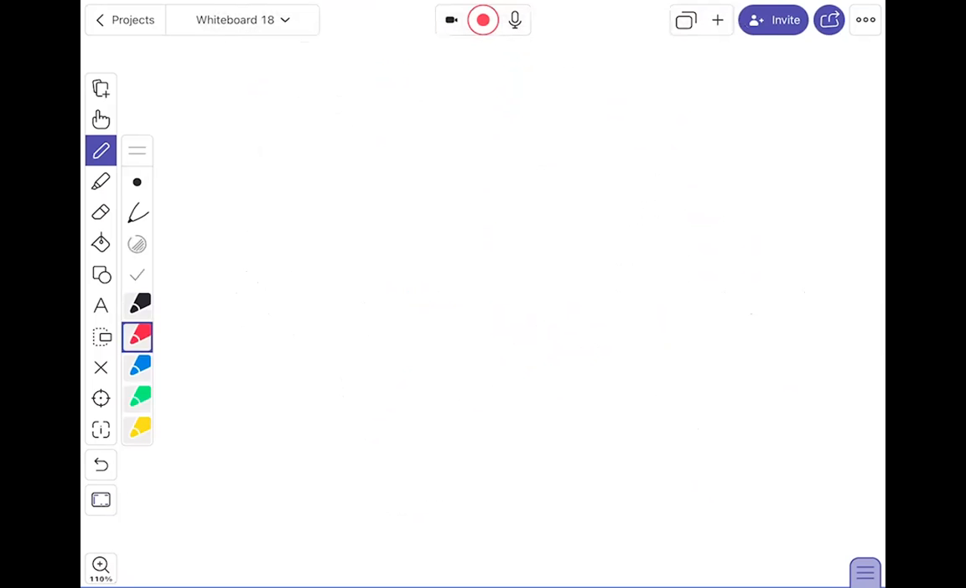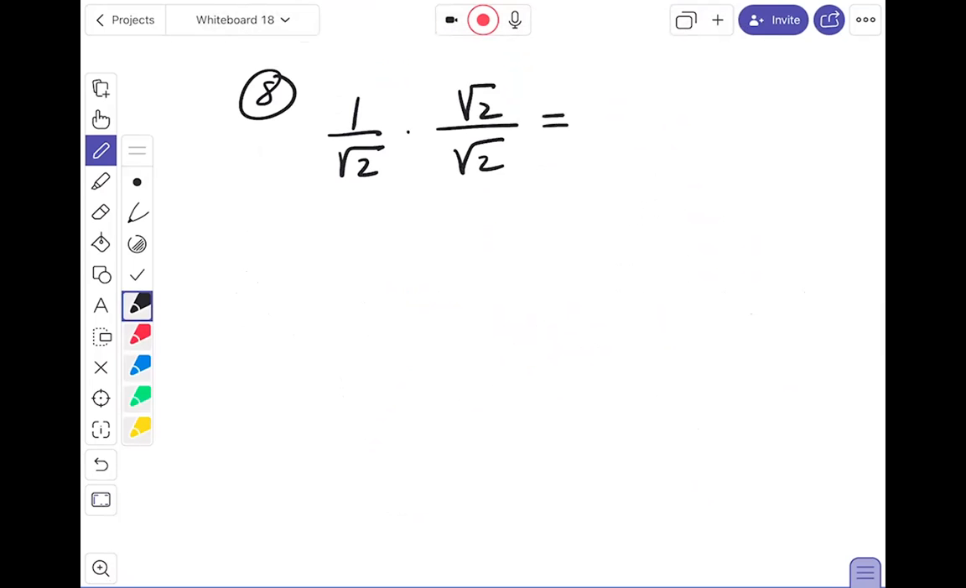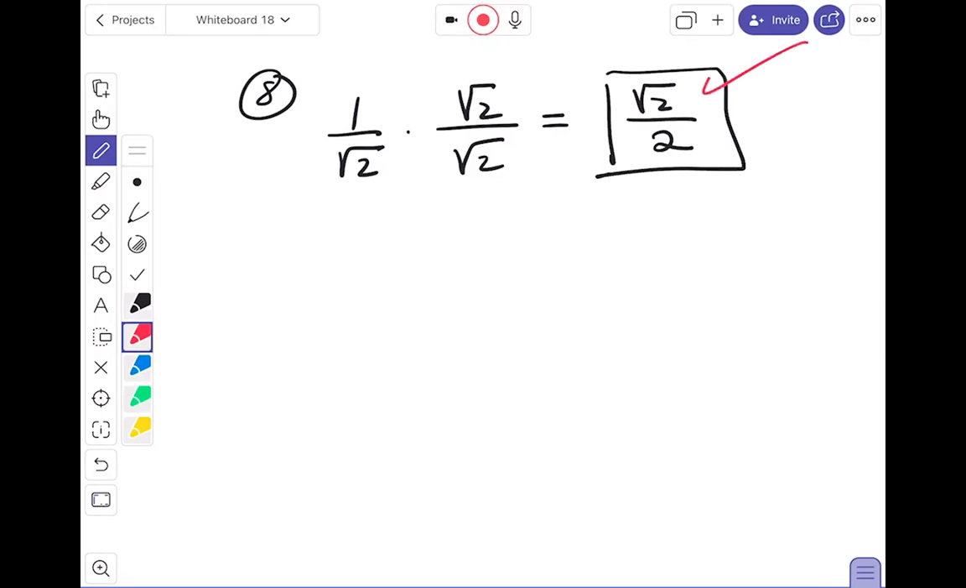Again, people look at number 8 and say, what do you need to do? There's a violation, and you should know about the violations at this point. We can't have a radical in the bottom. So what I'm going to do is multiply it by a y. And what do you get? Root 2 on top, root 4 on bottom, which is 2. No violations. Look at your answer key. Make sure you're staring at that. And I am. Let's go to number 9.